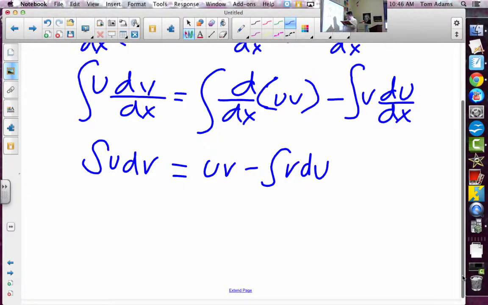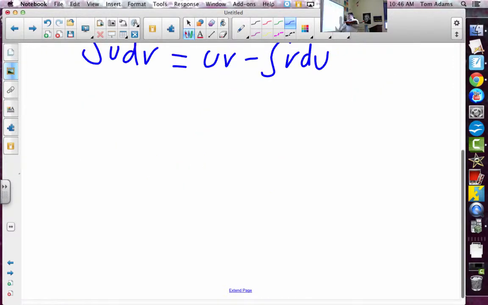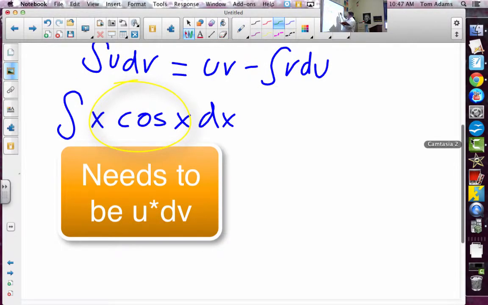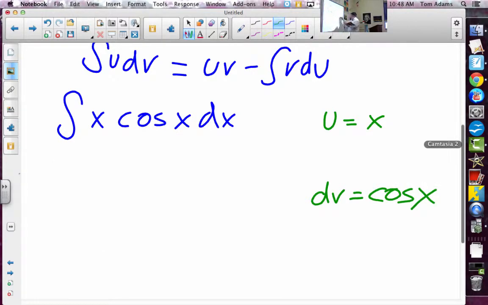And so let me just do example number 1 so you guys can see how that works or how it's applied. So example number 1 says, find the antiderivative of x cosine of x dx. What we want to do is we want u to equal x, and we want to write this as u dv. So what we want is dv to be cosine of x. So then du is equal to 1, and v is equal to sine of x.